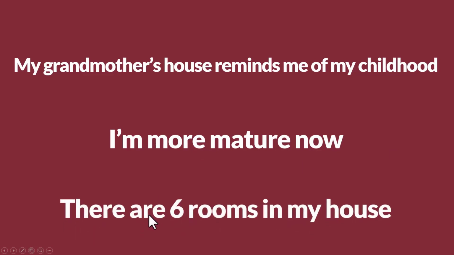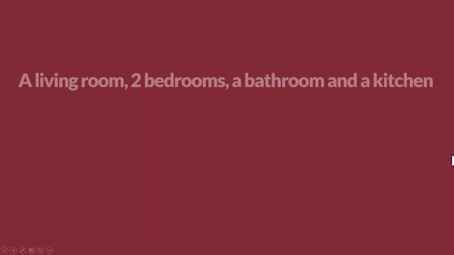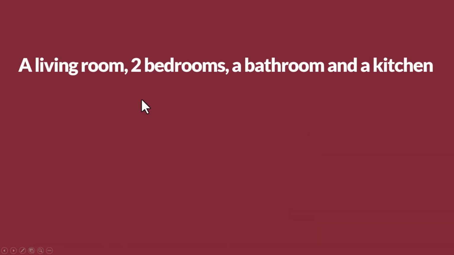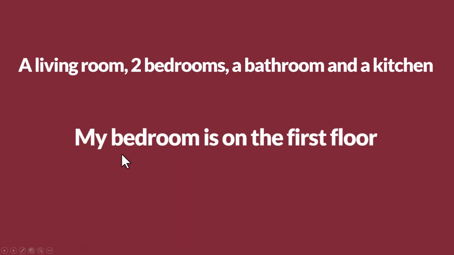There are 6 rooms in my house. How many rooms are there? There are 6 rooms. A living room, 2 bedrooms, a bathroom, and a kitchen. So, how many rooms? A living room, 2 bedrooms, a bathroom, and a kitchen. We have 6.